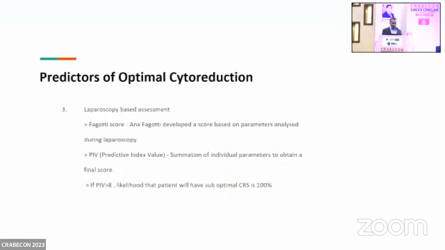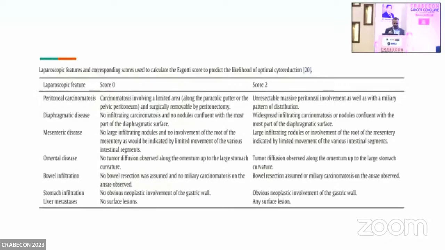Third is the laparoscopic-based assessment. This was done by Anna Fagotti's group, and they developed the Fagotti score on the basis of all the parameters. They introduced the predictive index value by summation of all the parameters. When it is greater than 8, there were high chances that suboptimal resection will be achieved.